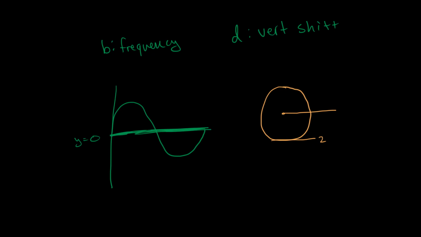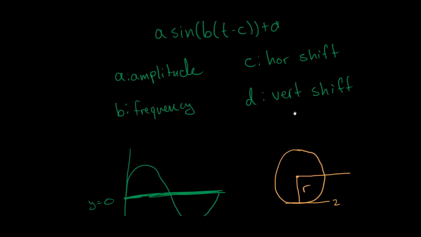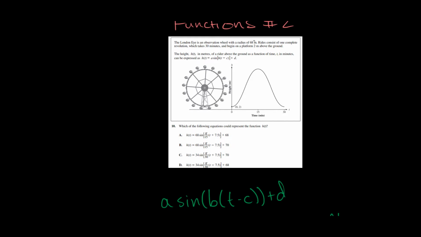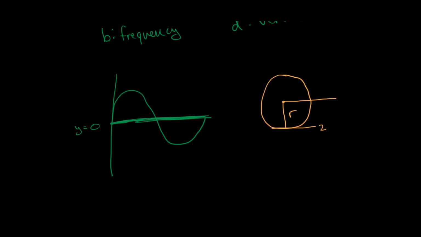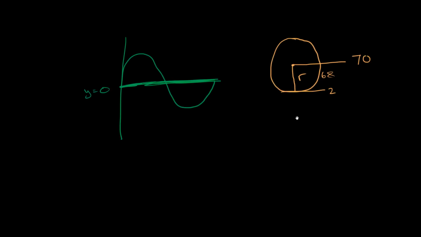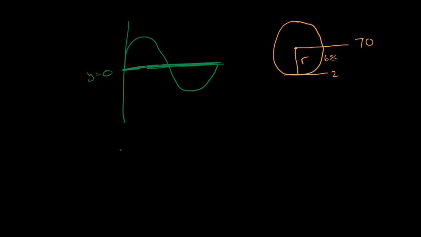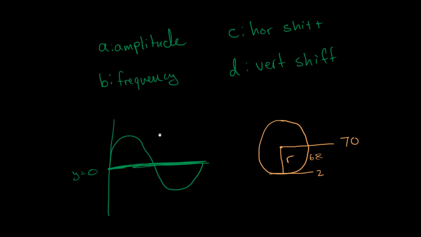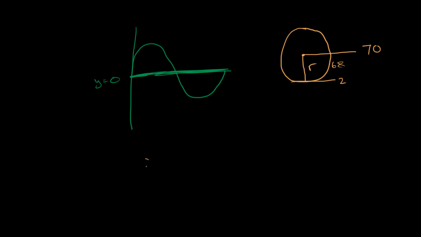What's the distance from the middle of a circle to the edge? Well, that's just the radius. In this case, the problem says our radius is 68 meters. So if this is our radius of 68 meters, then our middle is at a height of 70. So our y shift, or d value, is going to equal 70.